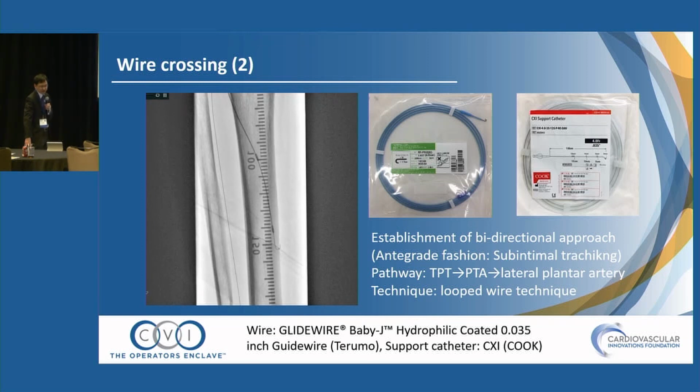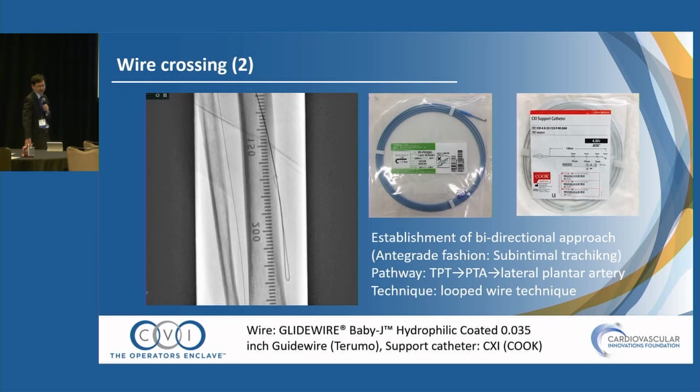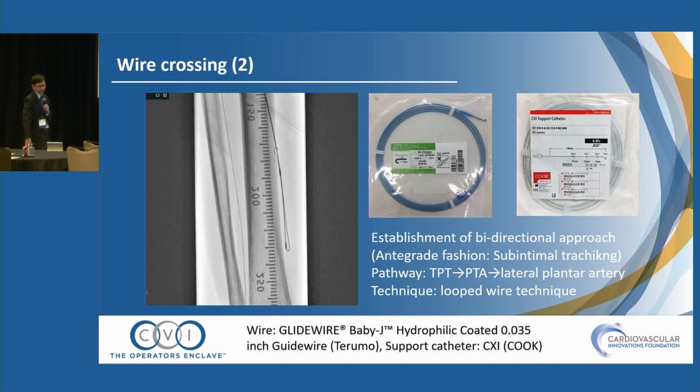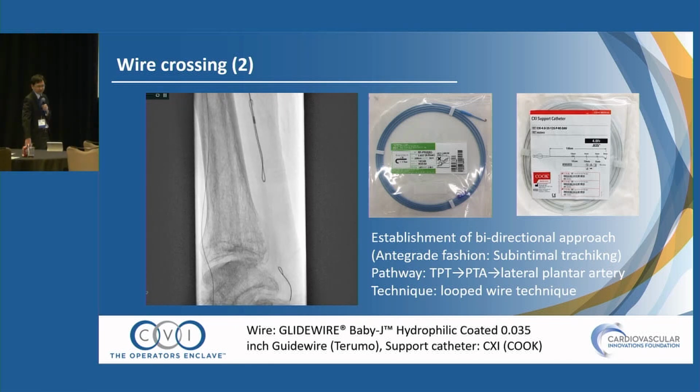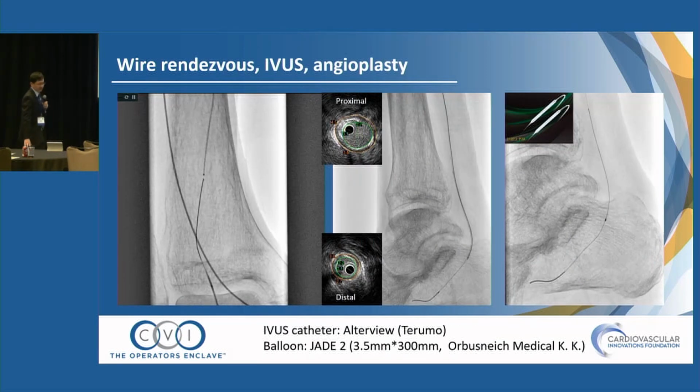So we conducted the intentional subintimal tracking using the baby J-tip wire, a hydrophilic coating 0.35-inch guide wire, supported by a CXI catheter. Similar to SFA intervention, we believe that the subintimal approach is a standard revascularization technique under the bidirectional approach. This technique should be applied to BTK revascularization, because the loop wire technique is low risk for wire perforation and achieving the outside of the vessel. So we successfully conducted the wire rendezvous.